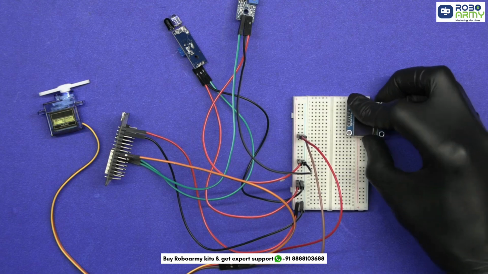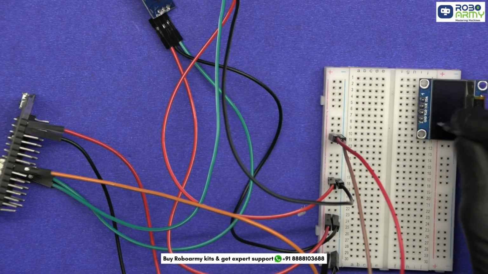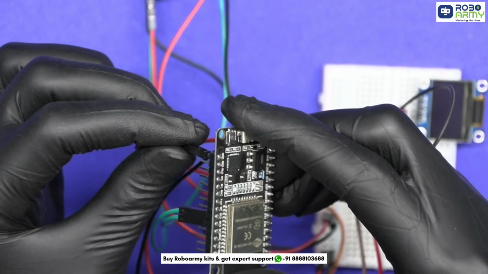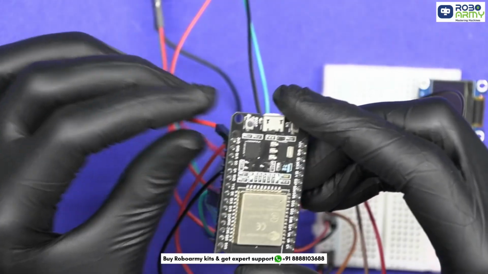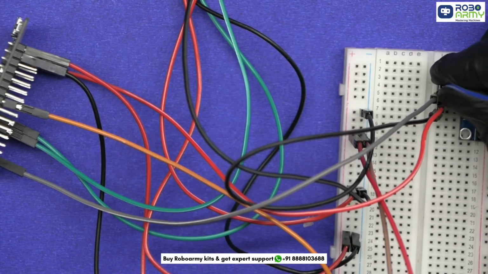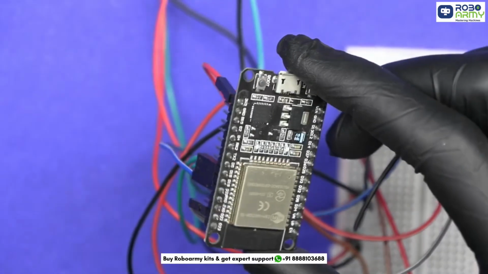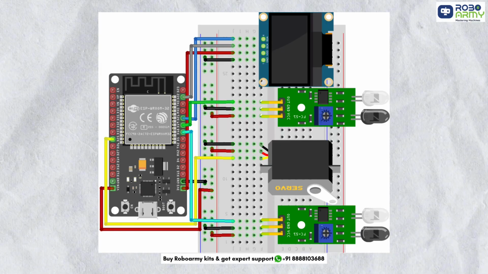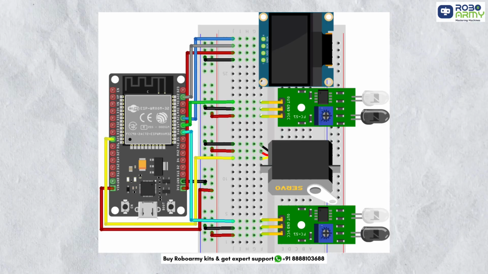Carefully insert the OLED module into the breadboard. Connect the pins as follows: GND to negative rail, VDD to 3.3 volt pin of the ESP32, SCL or SCK to GPIO 22, SDA to GPIO 21. These are the default I2C pins on the ESP32. Now double check your connections according to the circuit diagram before powering the circuit.